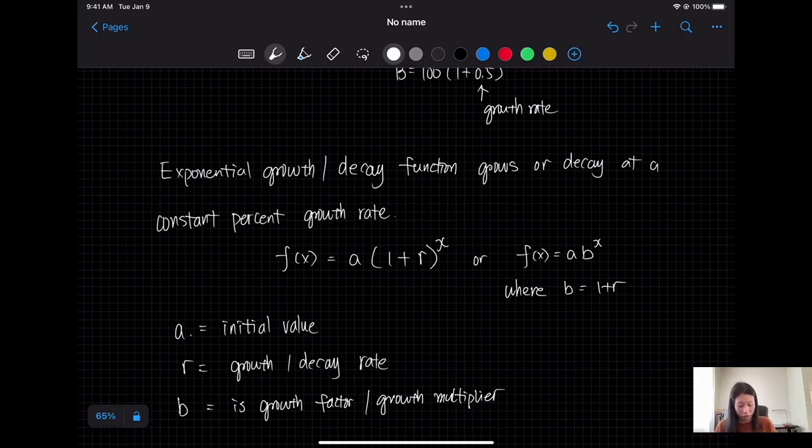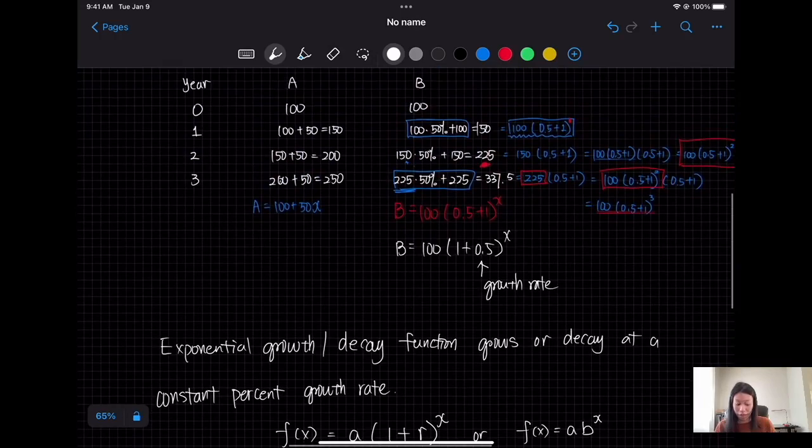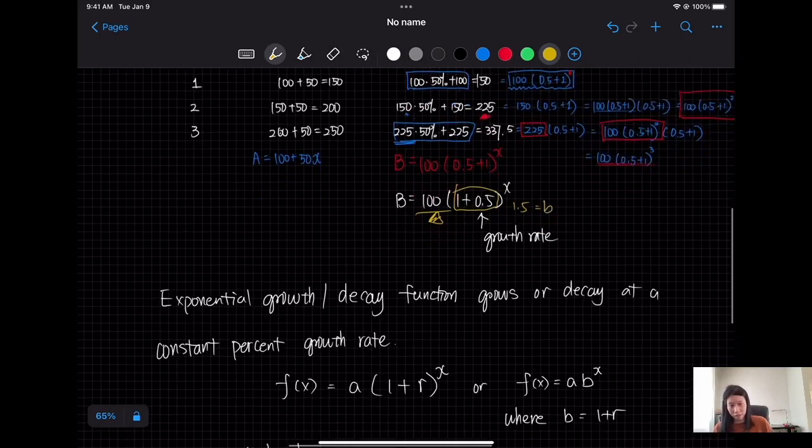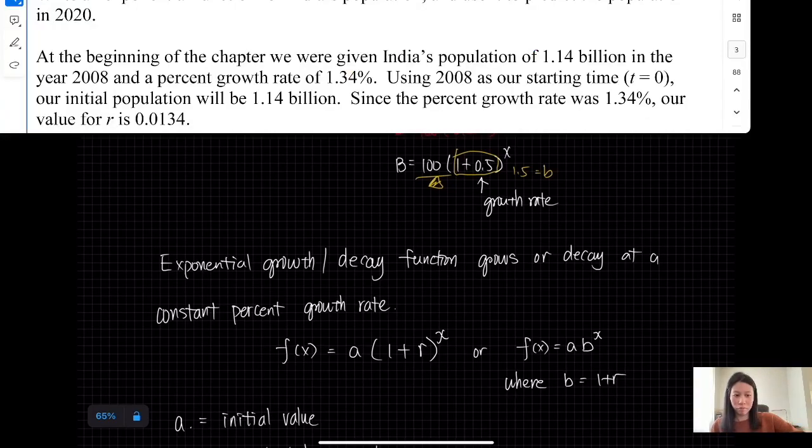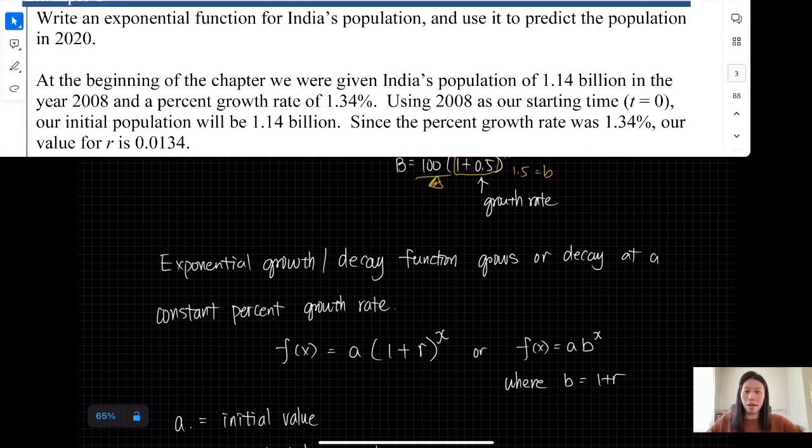So in our case, the initial value is 100, right? The growth factor is going to be our b, whatever is inside the parentheses. It's 1.5, our b growth factor, and then our x is the variable. Okay, so let's take a look at this function.